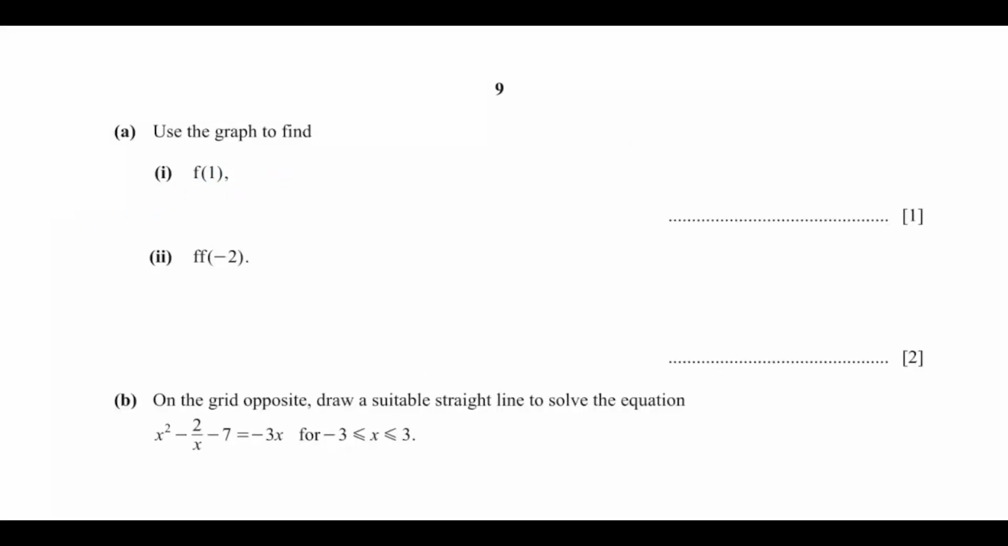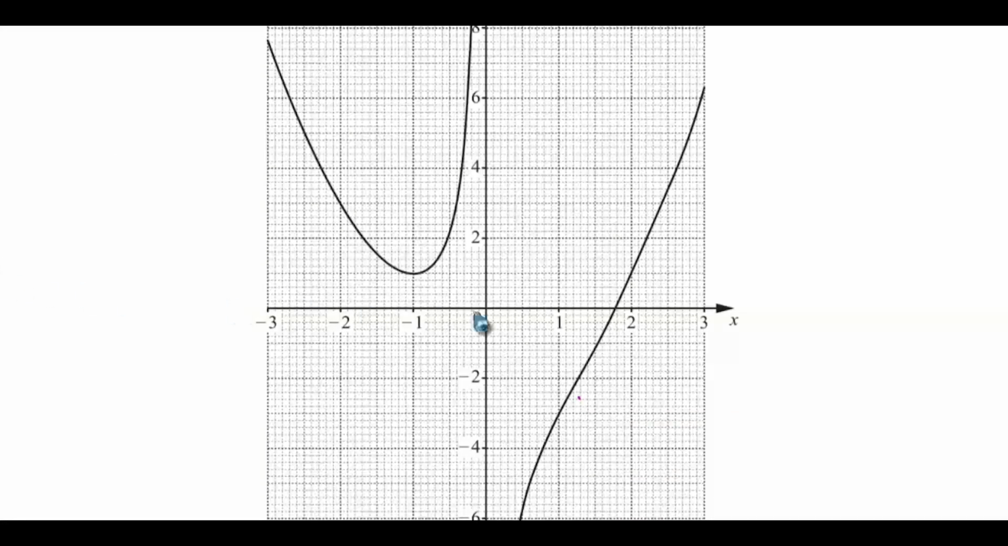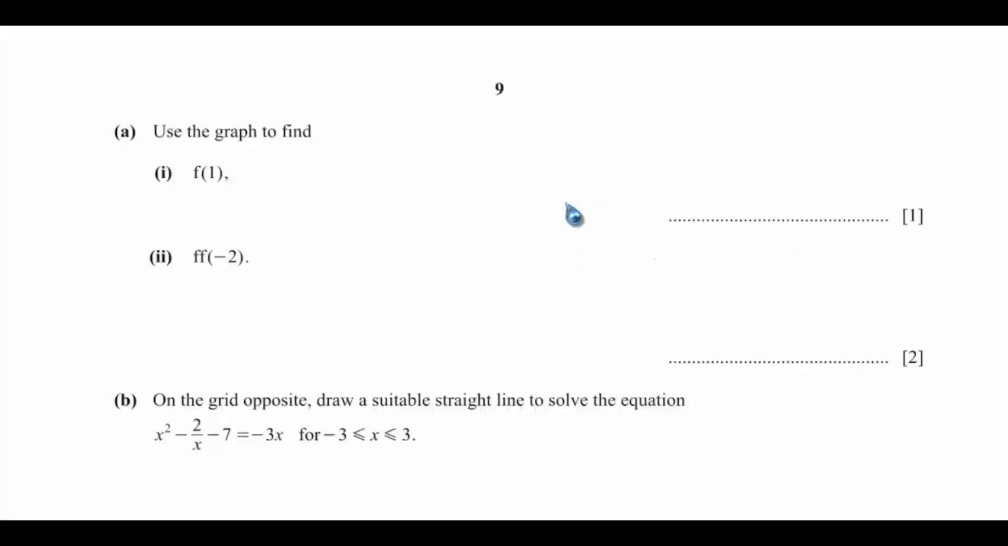So let's go back to the grid where x equals 1. x is equal to 1 here. So if you trace it up and down, it will touch only this point here. So that is at y equals negative 3. So that will be the value of f of 1. So we can write f of 1 is equal to negative 3.